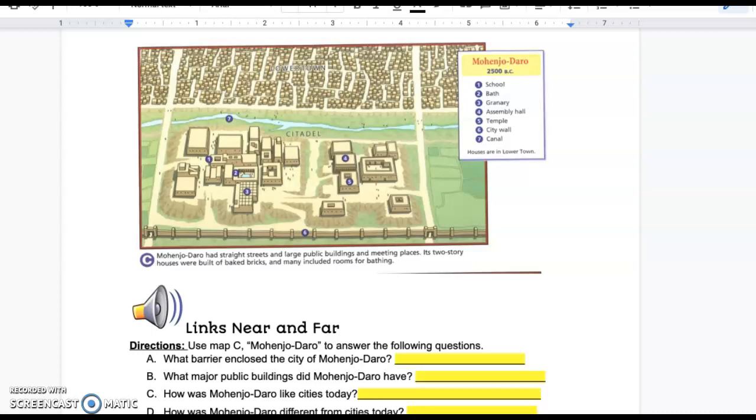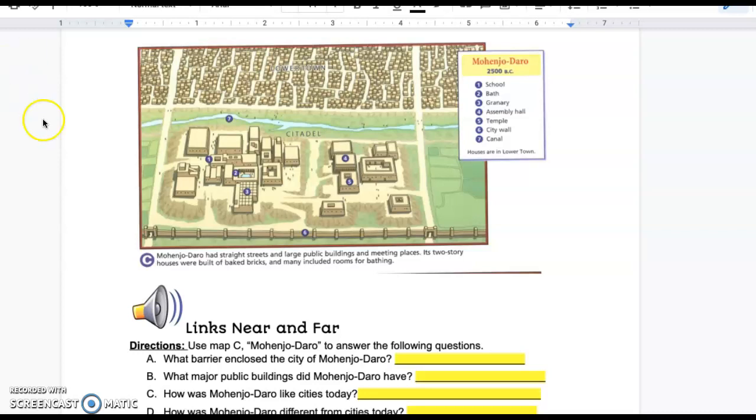Map C. Mohenjo-daro had straight streets and large public buildings and meeting places. Its two-story houses were built of baked bricks, and many included rooms for bathing.